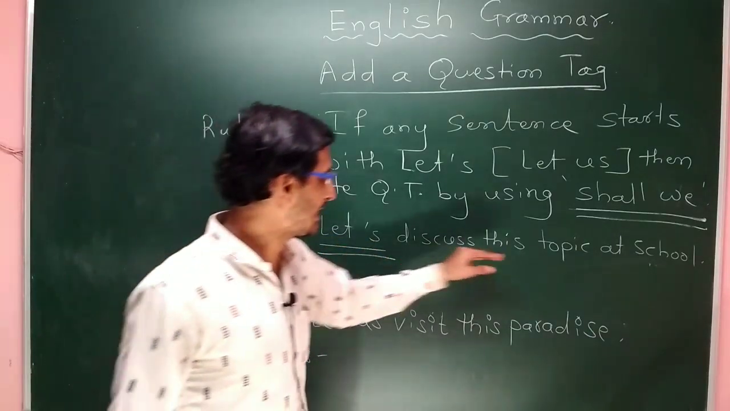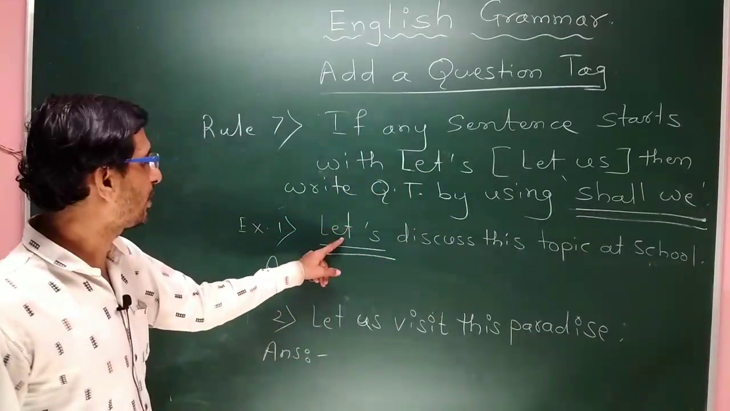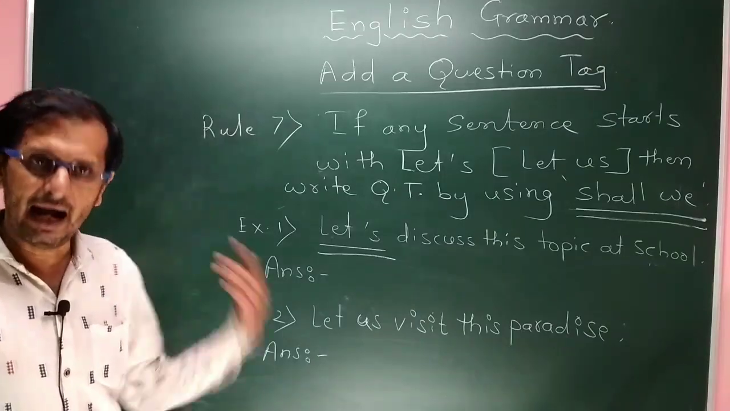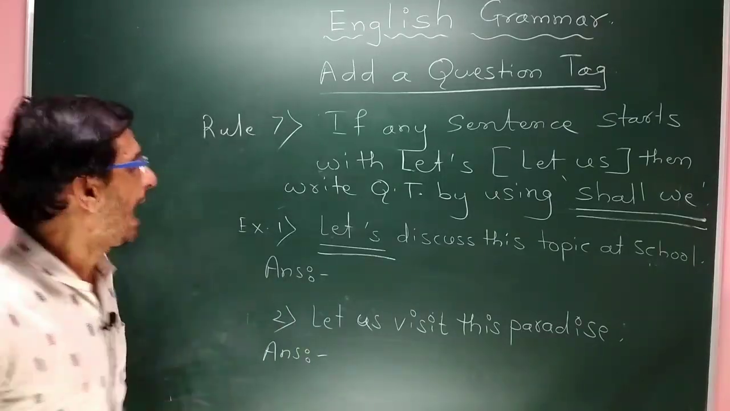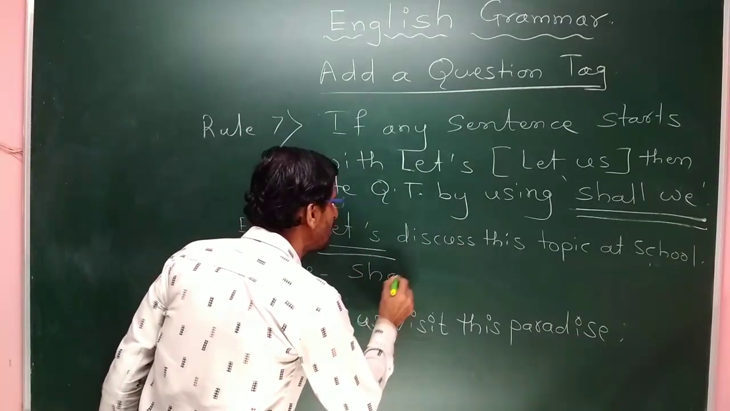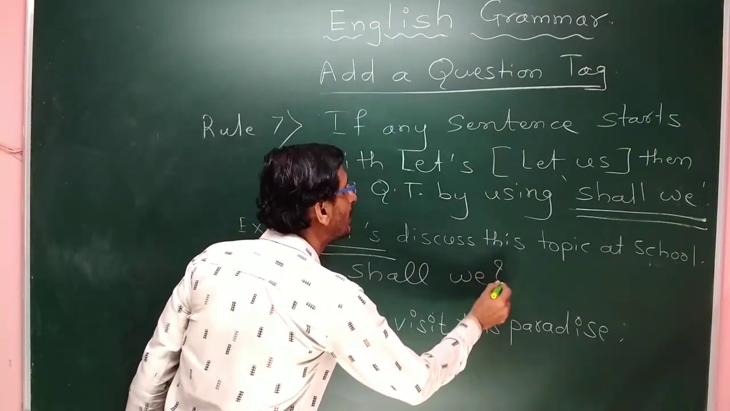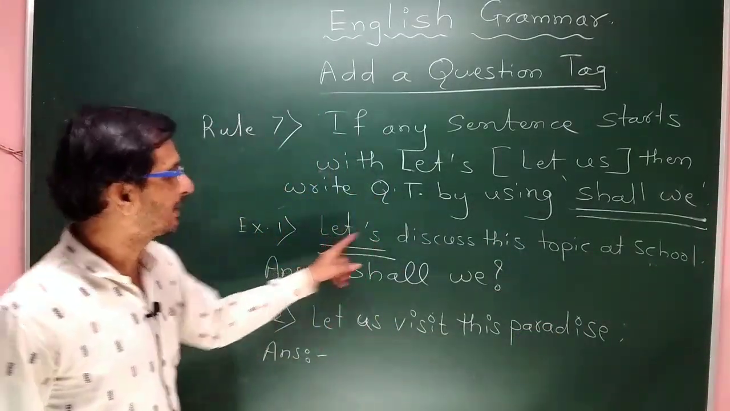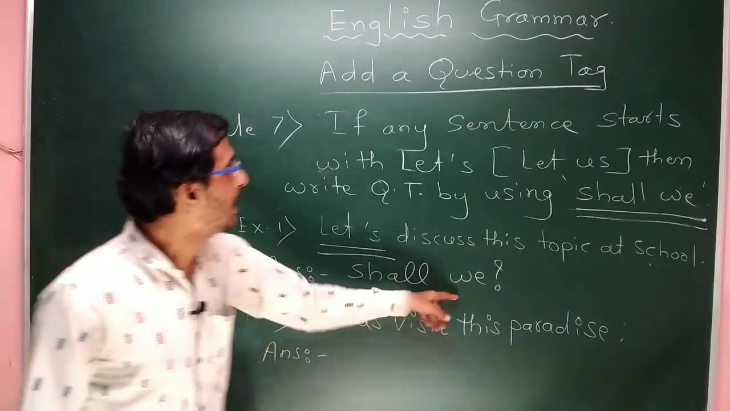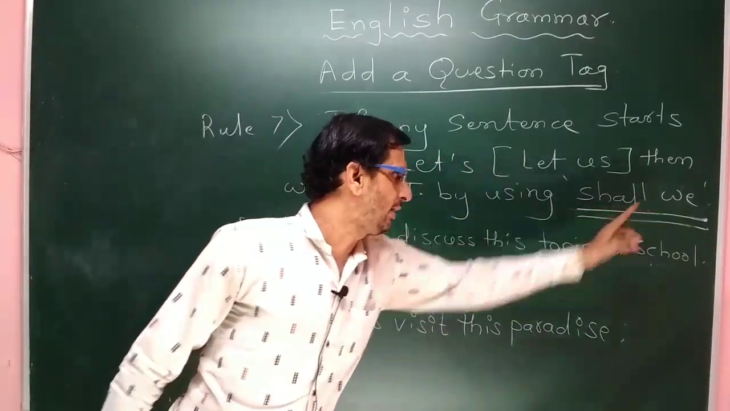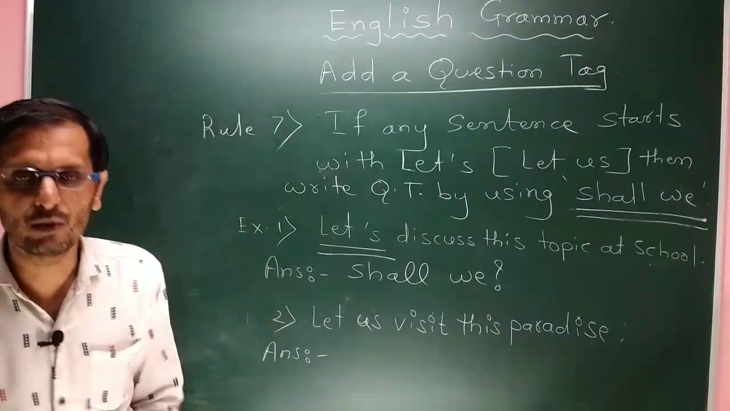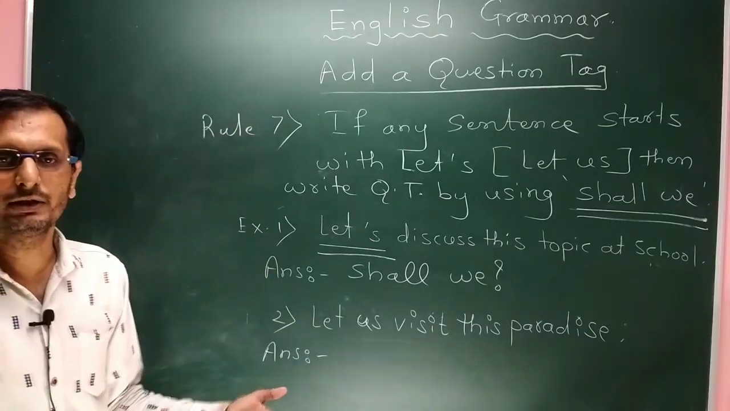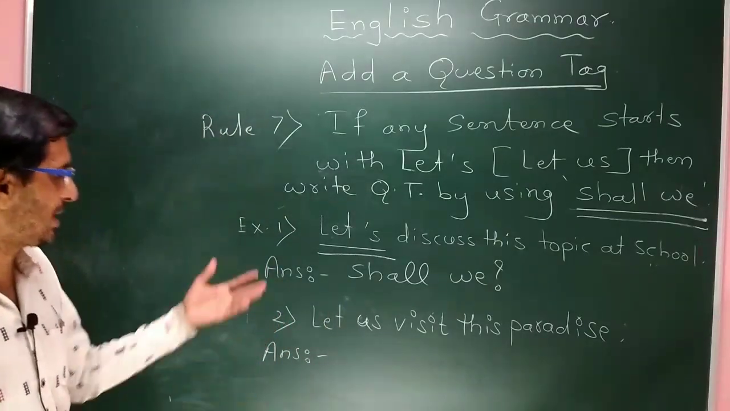Now, let's discuss this topic at school. Here "let's" is already given, and "let's" is nothing but "let us". Then blindly you can follow this rule, or learn it by heart, and you can write down "shall we". This is the way you have to write. So "let's" is already given, so obviously the answer will be "shall we". According to this rule, we have to write "shall we". You don't have to look for the main verb or helping verb, or the tense of the sentence or the verb. Only blindly follow this rule, and write the answer "shall we", question mark.